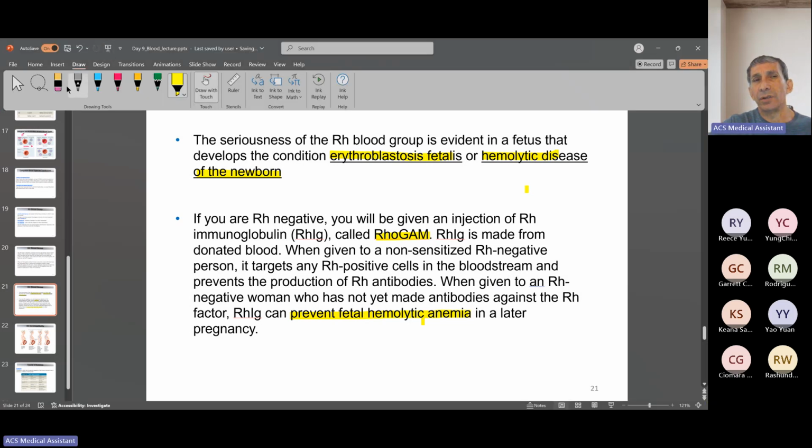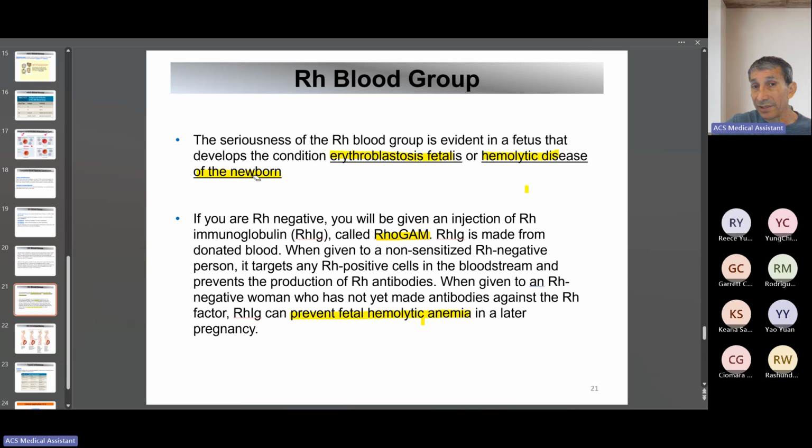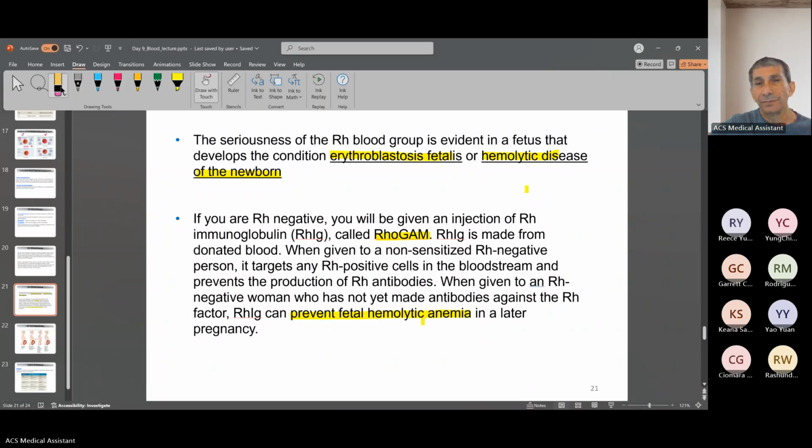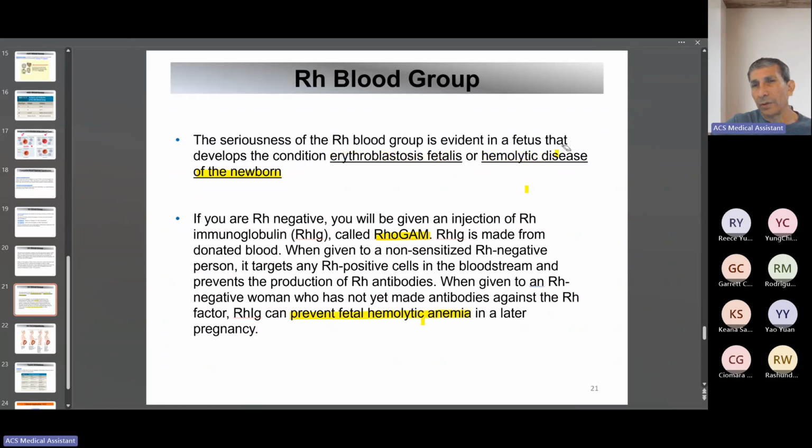So that's the condition called erythroblastosis fetalis. It is a condition where the new cells, the baby's red blood cells, are destroyed. You don't even let them mature. Remember that red blood cells last up to 120 days. So as soon as the red blood cells are produced, they are destroyed. So you don't even have red blood cells. So that's basically what it is.